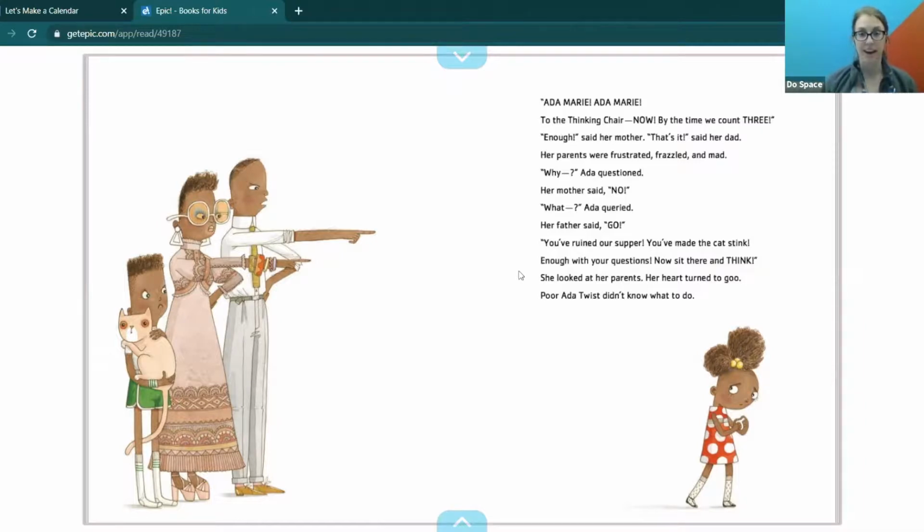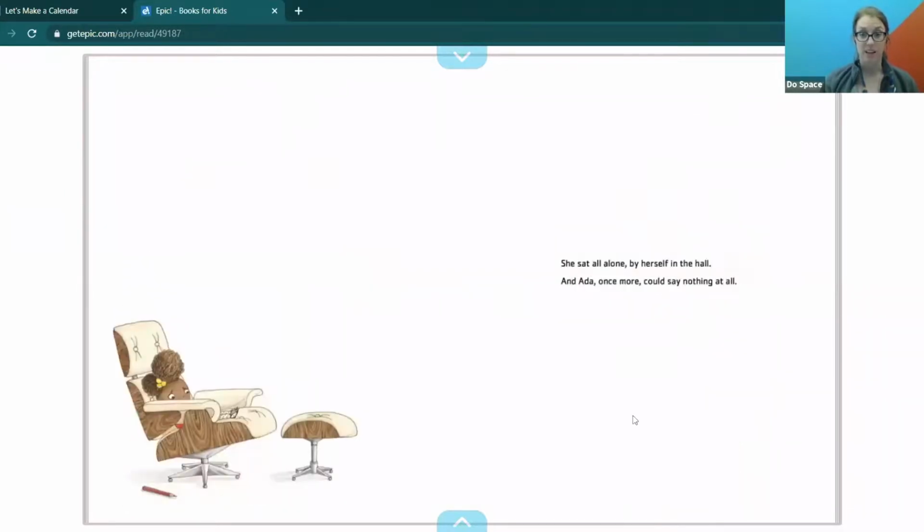She looked at her parents, and her heart turned to goo. Poor Ada Twist didn't know what to do. Sometimes it's hard to do experiments, right? Especially for our grown-ups. When you're trying to figure things out, sometimes it can be a little hard. So she had to go do some thinking. She sat all alone by herself in the hall, and Ada once more could say nothing at all.